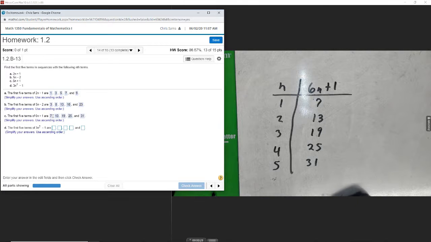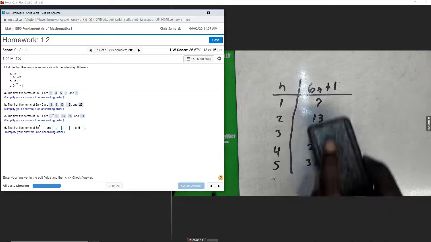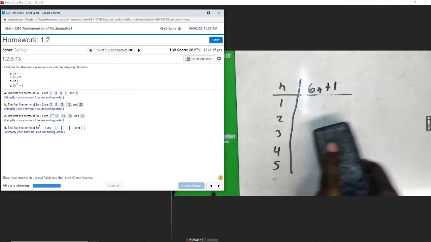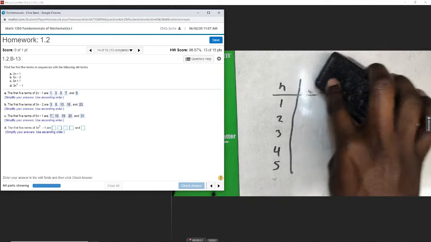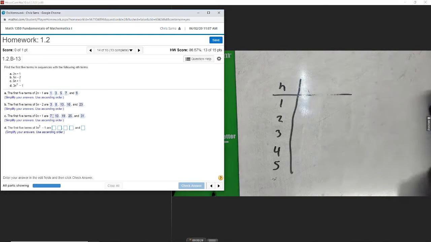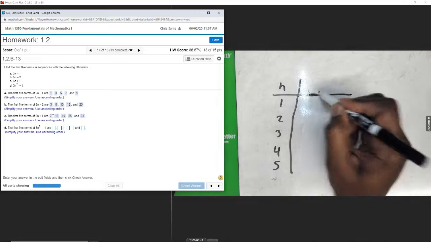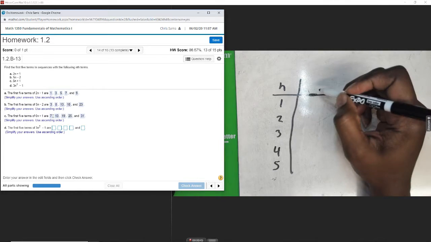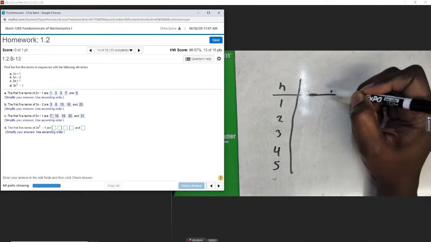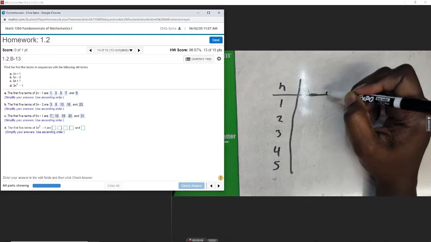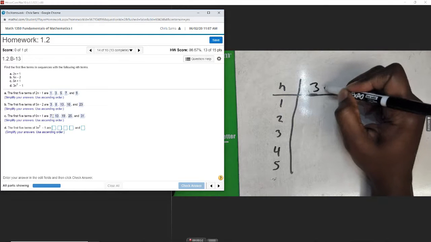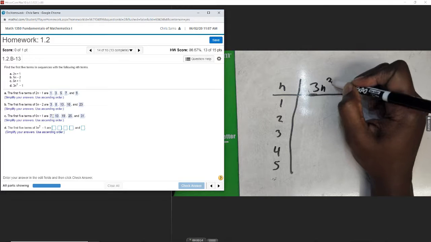All right, and we got one more. This one is 3n squared minus 1. So we have to do some squaring this time. And all these you can plug in the calculator and see, but good to do as much as you can by hand. Gives you a better understanding. So 3n squared minus 1.